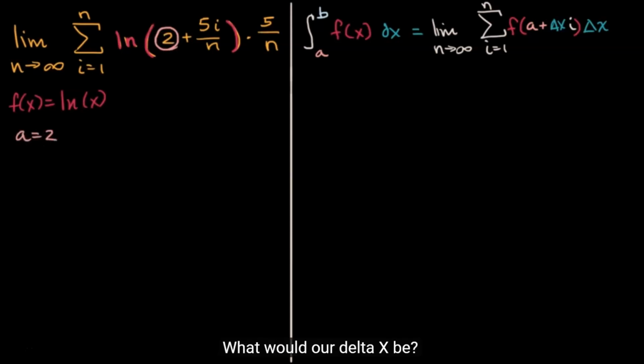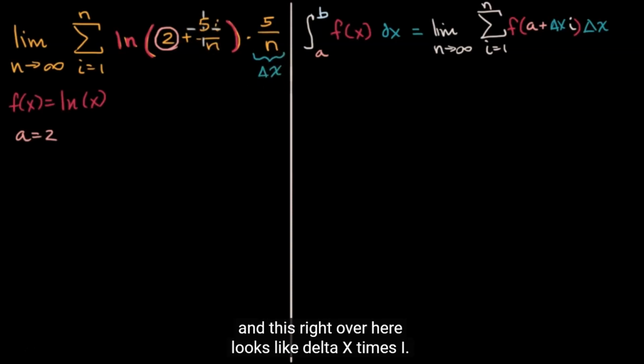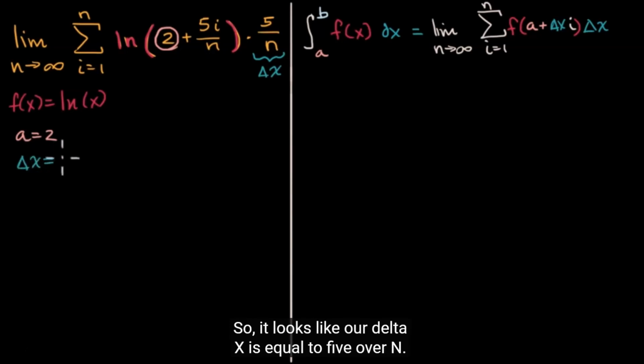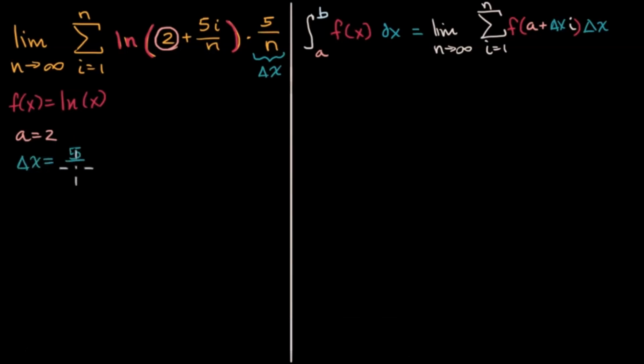What would our delta x be? Well, you can see this right over here, this thing that we're multiplying that just is divided by n, and it's not multiplying by an i. This looks like our delta x. And this right over here looks like delta x times i. So it looks like our delta x is equal to 5 over n.